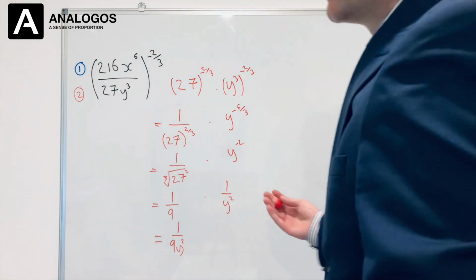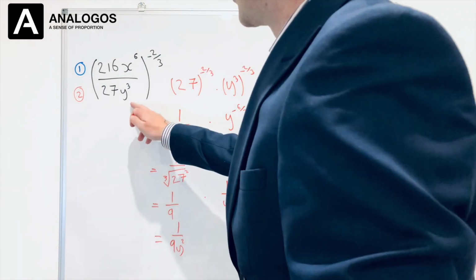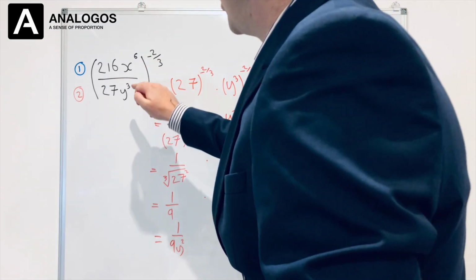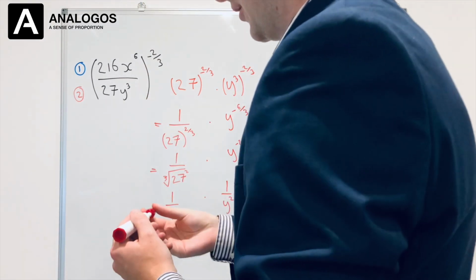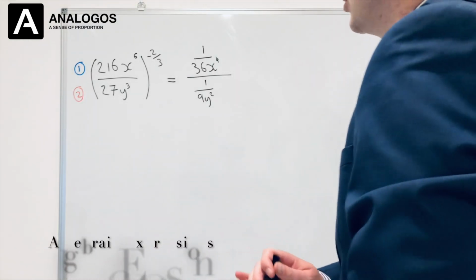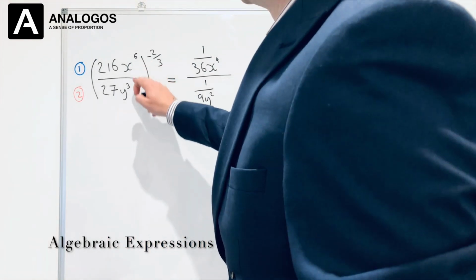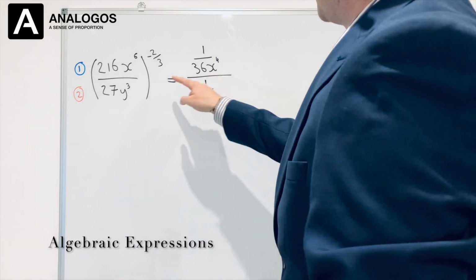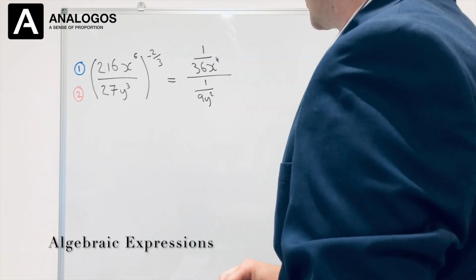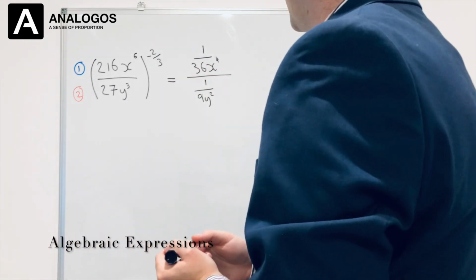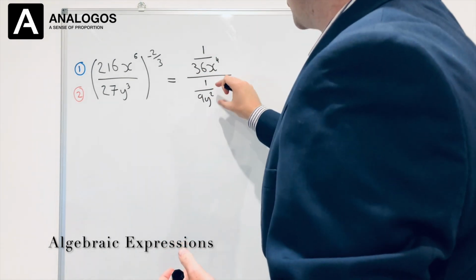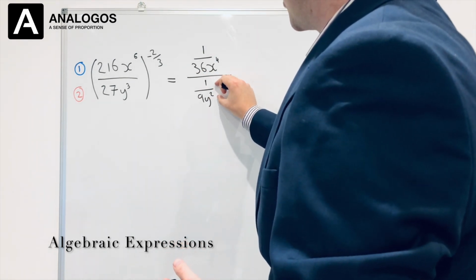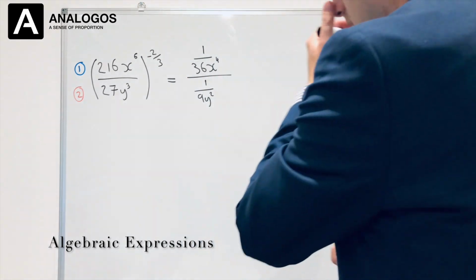Okay, but that's not the question finished yet. That's just the denominator; the numerator and the denominator have been taken care of. We have to bring it together now. Okay, so bringing the two answers together, we've got 1 over 36x to the power of 4 all over 1 over 9y squared. So you should remember a fraction divided by a fraction means we're going to turn this fraction upside down and multiply.